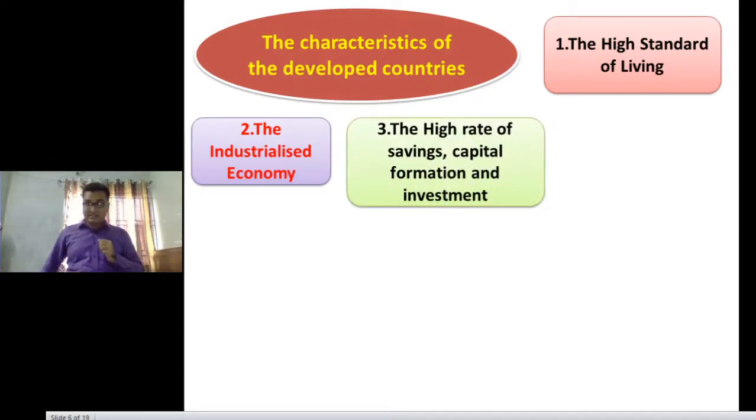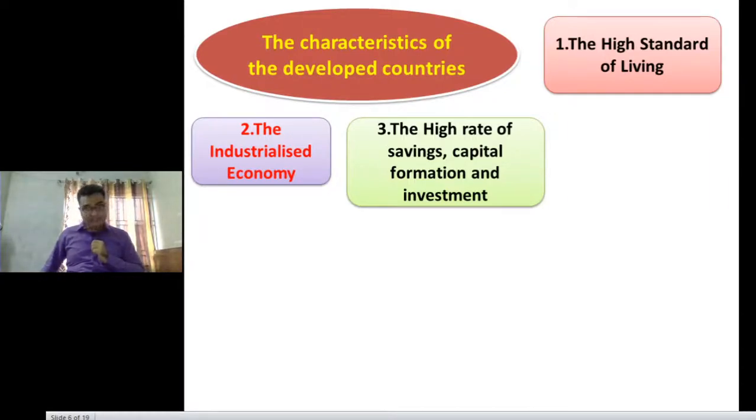The next characteristic is the high rate of saving, capital formation and investment. Dear students, in this type of countries we can see the high rate of savings of the common people, and the high rate of savings of the common people is very favorable to form capital and invest in other projects. Okay, so this is one of the characteristics of the developed countries.